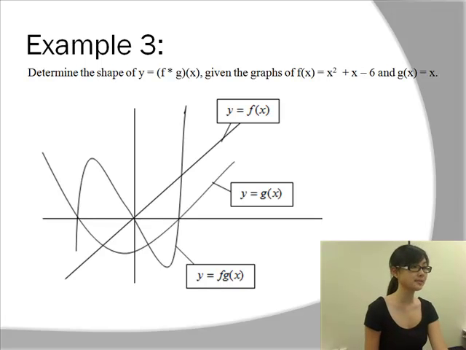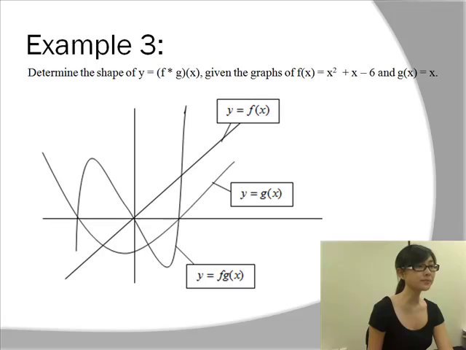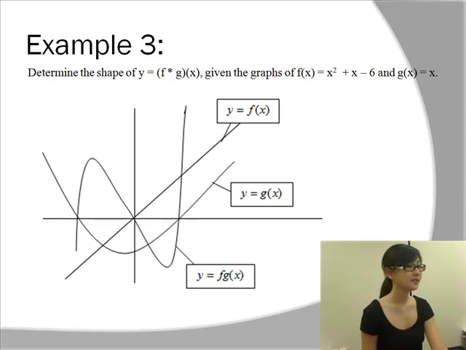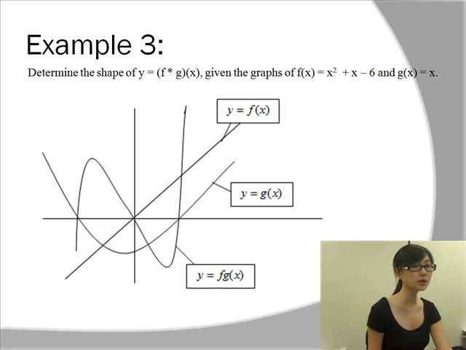Let's take a look at example 3 from your learning resources. Determine the shape of y equals f times g of x, given the function f of x equals x squared plus x minus 6 and g of x equals x. This may sound complicated at first, but we'll go through this step by step. So first we have to know what the f of x function looks like.